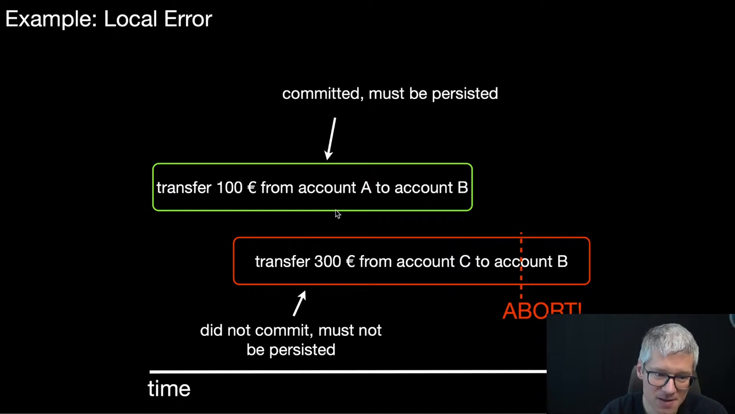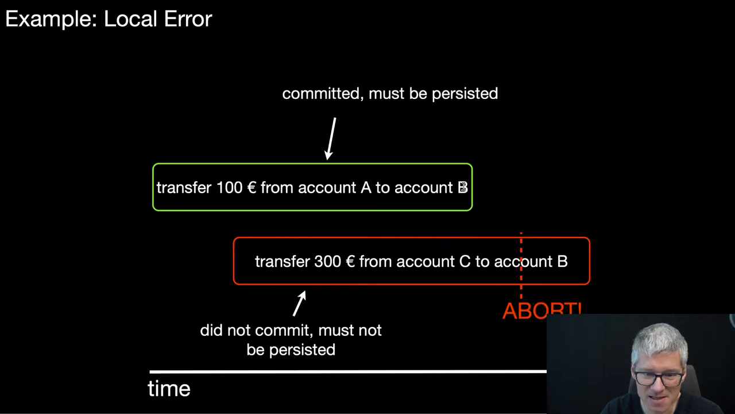So here's an example of how that may look. Here we have the timeline from left to right. Here are two transactions: one transfer of 100 euros from account A to account B, and another transfer of 300 euros from account C to account B.